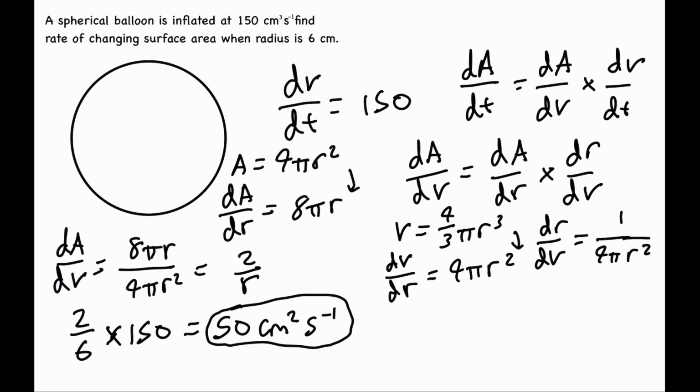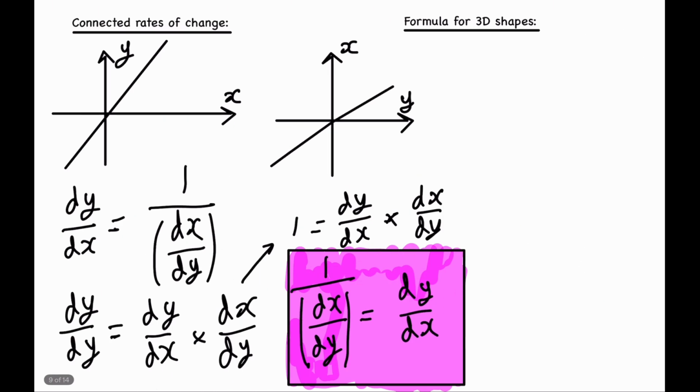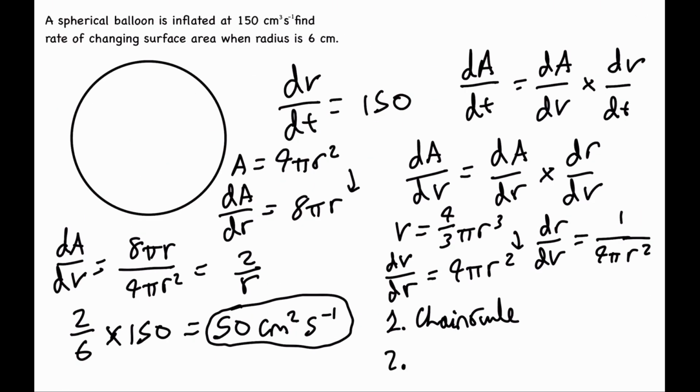And if we were to recap how we would apply this to different formulas, just remember to use the chain rule like this to get your desired result, and you can use it as many times as you need. And remember this formula over here: 1 over dx over dy is equal to dy over dx. So these two formulas are very useful for connected rates of change.